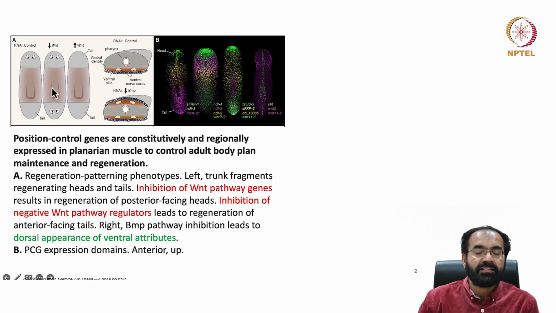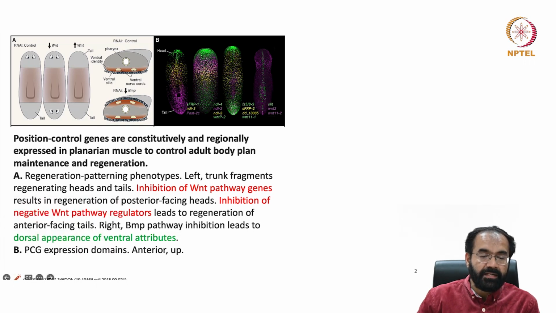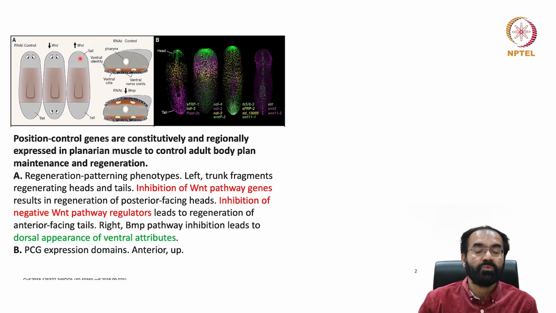And there are conditions: in one situation when Wnt is inhibited, you are preventing the Wnt, that is a Wnt downward arrow, you end up getting two heads on both sides, and when you upregulate Wnt you end up getting two tails on both the ends. So this is the typical morphology. The position control genes are continually and regionally expressed in planarian muscle to control adult body plan maintenance and regeneration.